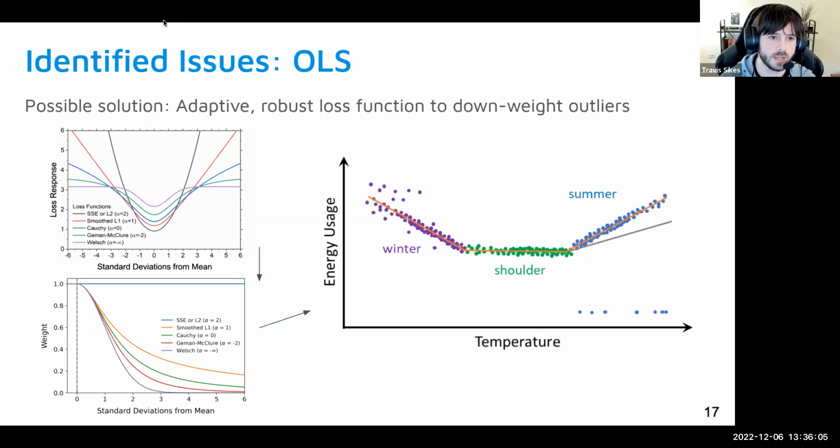Is it to do an adaptive robust loss function where we downweight outliers, or is it to use the ordinary least squares? That way we can elevate this discussion above whether or not we think that it's right or wrong, and reach the level of mathematically and statistically, is this the better thing to do?